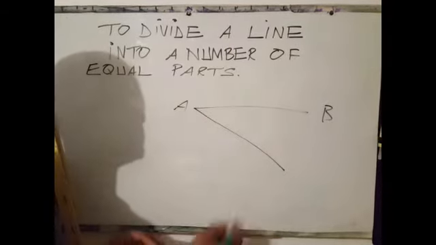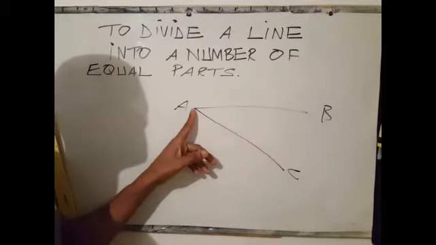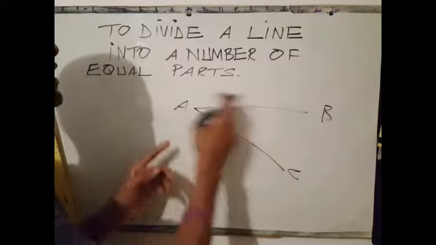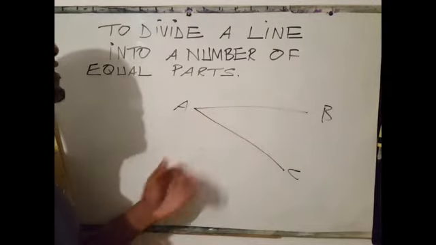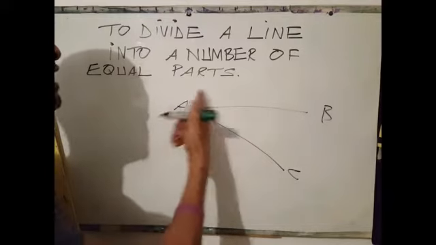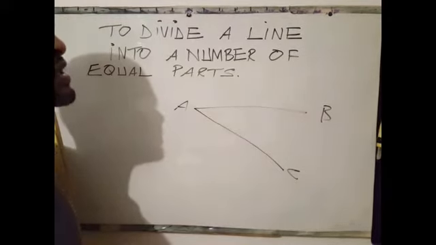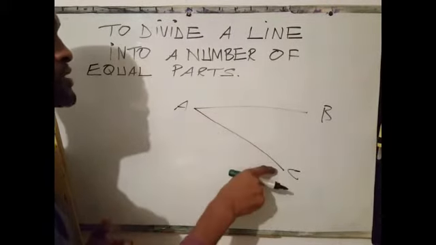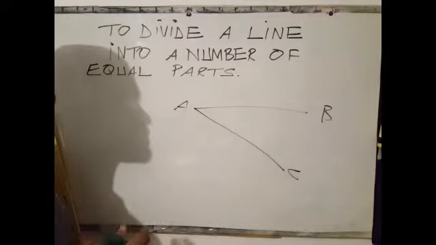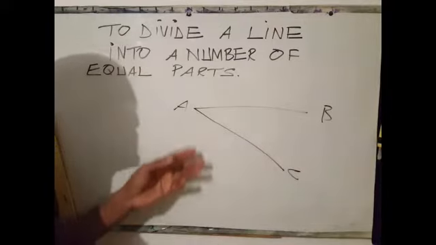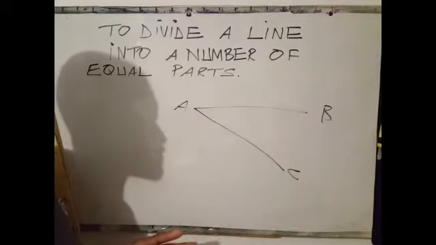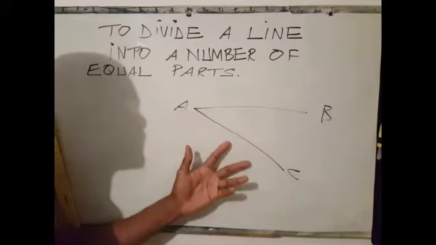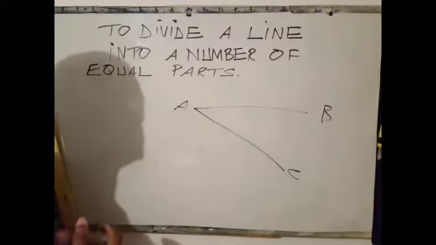The next step is to mark off the number of increments on this line that we wish to divide line AB into. For this example, I wish to divide line AB into 5 equal parts. It means therefore that I must mark off 5 equal increments on line AC. It's important to note that the distance of the increment is not important. The important thing is to ensure that all 5 increments are the same distance apart.